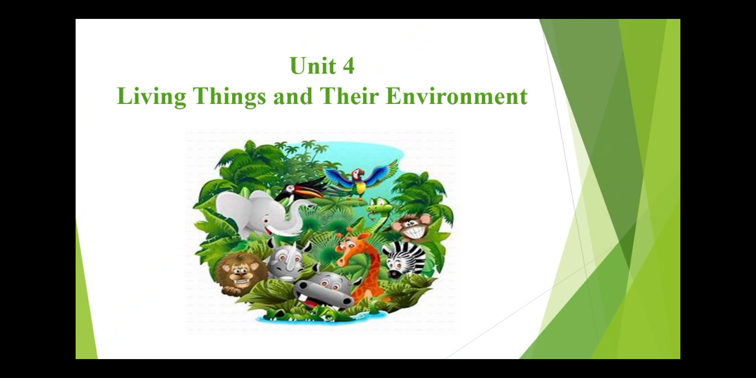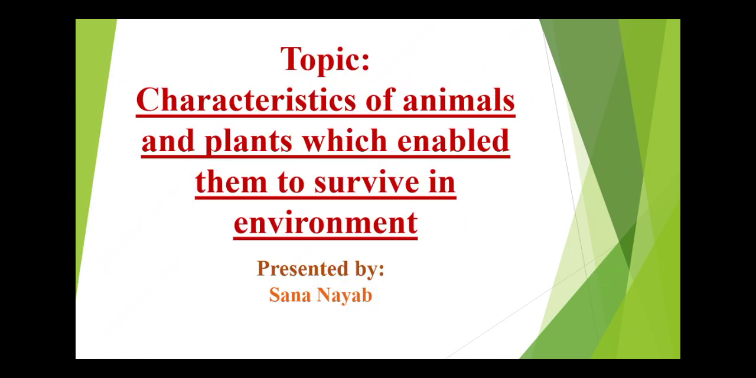Okay, today we are going to start our continued chapter, that is unit number 4, living things and their environment. You have already an idea about these living things and their environment. The topic is characteristics of animals and plants which enable them to survive in the environment.